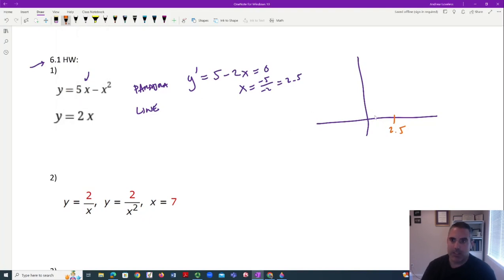When I plug in 0, I get 0. So you can see how I generate these pictures. It's not because I just know what they all look like, I just have a process for thinking about them. And then I have this line, y equals 2x, so it goes through the origin. I didn't even write it, but I plugged in 0 to both as I was doing it. I was like, oh, they both go through the origin.